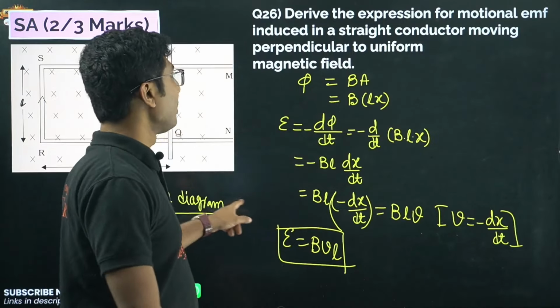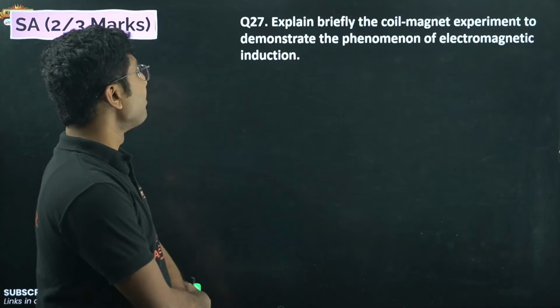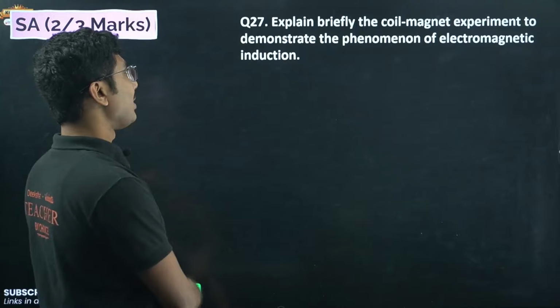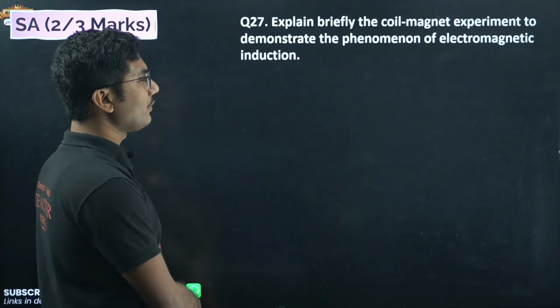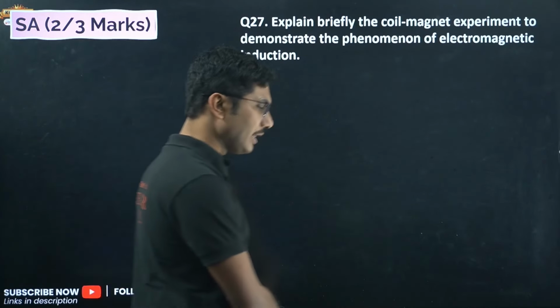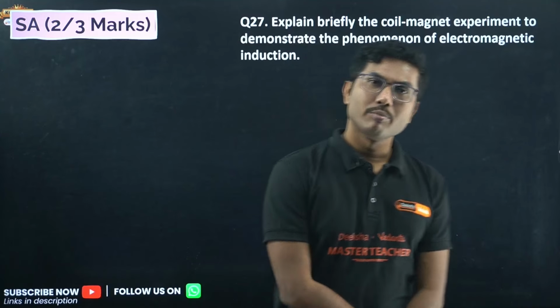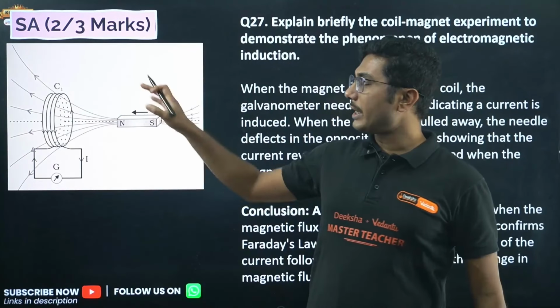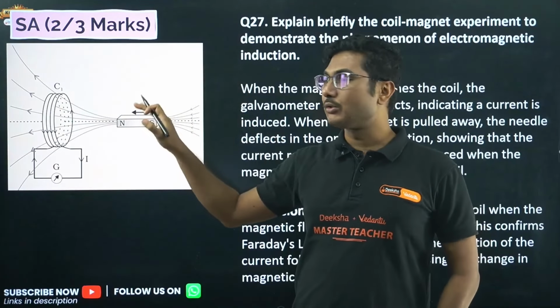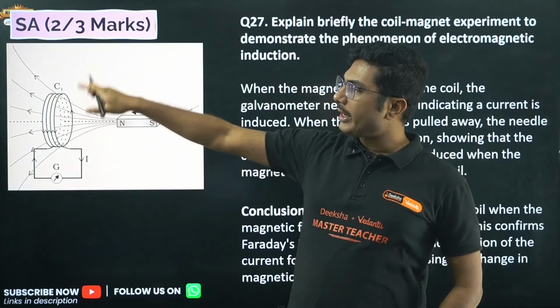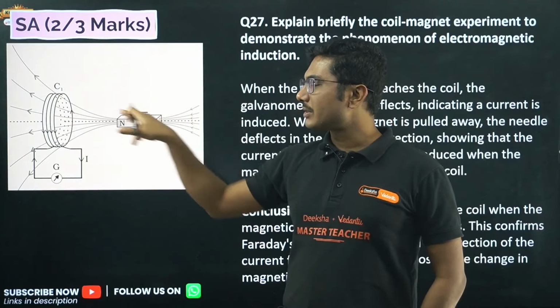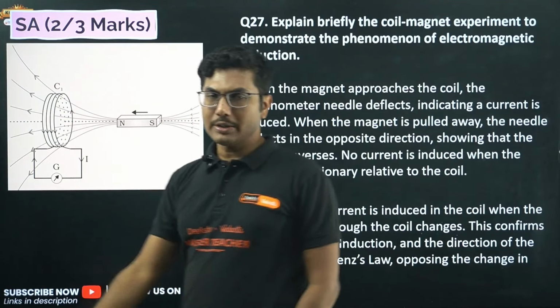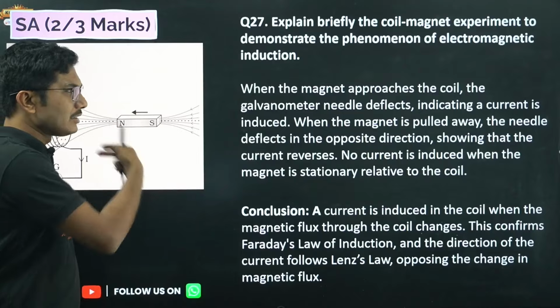Now, next, explain briefly the coil magnet experiment to demonstrate the phenomenon of electromagnetic induction. This is also a very common question asked in the pre-board exam. First of all you have to again draw the diagram. It is an easy question, that's why I have included it. A coil, and a magnet with some flux lines linked with the coil, and the magnet is moving.